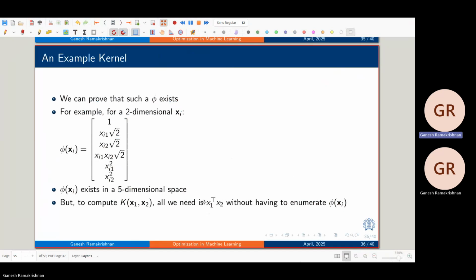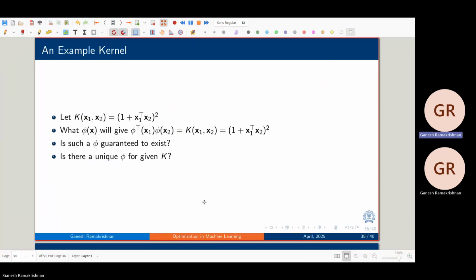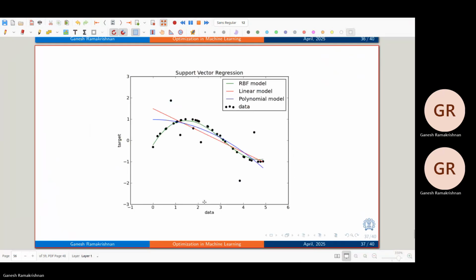But to compute K, we don't have to really enumerate the phi. We just need to compute (1 plus x1 transpose x2) the whole square. So you can solve this dual problem efficiently. Now, this is an example of why duality lends itself to more efficient solutions, sometimes more interpretable solutions. And as I said, sometimes the primal is not even convex, but in the dual you're dealing with a concave maximization. But there is a gap. There's no free lunch. Either you get convexity and no gap, or without convexity you get a gap, but at least you're able to solve a concave optimization problem.